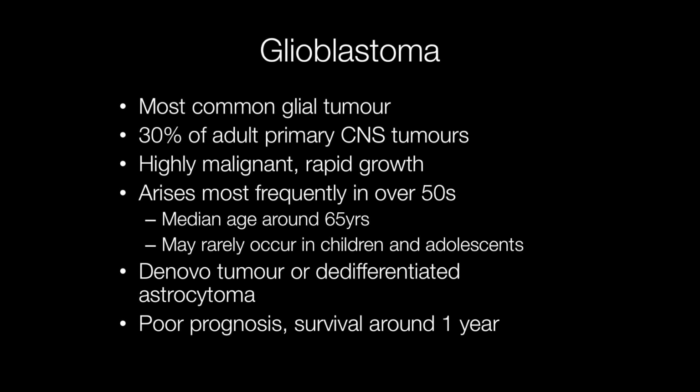They are rapidly growing tumours and arise most frequently in the over 50s, and the median age is around 65 years. They may also occur in children and adolescents. The prognosis is poor, with survival around 1 year. Glioblastomas may arise as de novo tumours or from dedifferentiated astrocytomas.